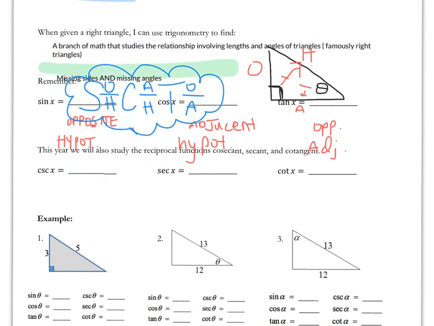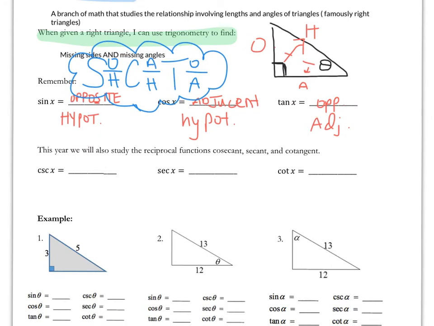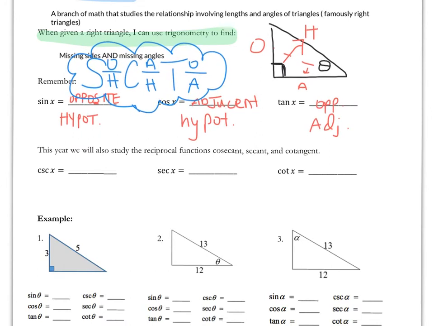Let me just scroll all this up. This year, we're going to also study the reciprocal functions: cosecant, secant, and cotangent. So remember in math, what does reciprocal mean? Reciprocal means you just flip the fraction. So the reciprocal of 2/3 would be 3/2. Cosecant is the reciprocal of sine, so instead of opposite over hypotenuse, cosecant is going to be hypotenuse over opposite.